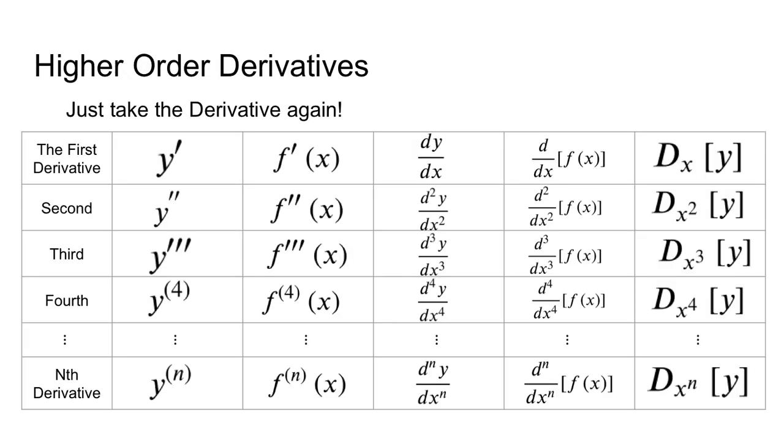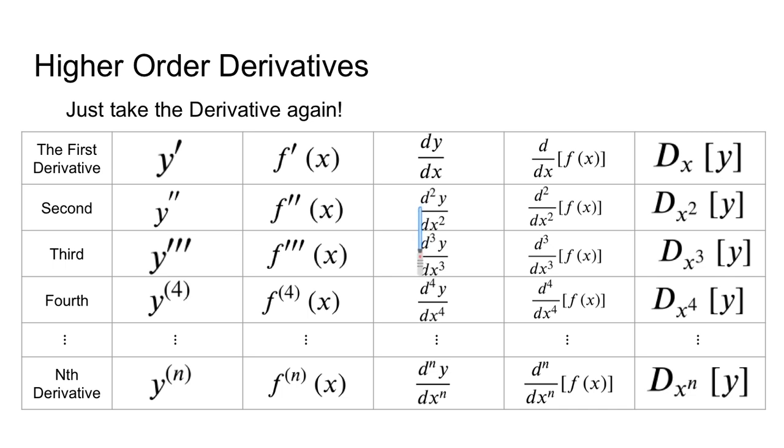Derivatives don't stop with the first derivative. As a matter of fact, we can take the derivative any number of times that we want to. The notation is here on the screen. So you'll see we've been dealing with y prime or f prime of x. The second derivative simply means I'm taking the derivative of the first derivative and getting the second derivative. You'll see y double prime, f double prime of x.